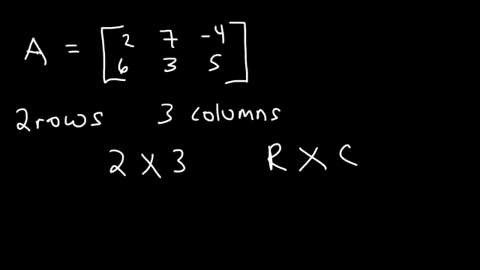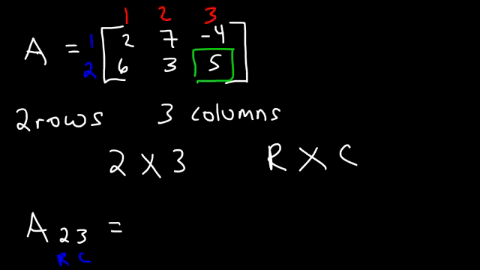Now, you need to be able to identify a specific element in a matrix. For example, what is element 2, 3? Or sometimes it can be written as just element A23. So this is in matrix A, and the first letter represents the row, the second letter is the column. So this is the first row, this is the second row. This is the first column, second column, third column. So this element, number 5, is in the second row, third column. So element A23 has a value of 5.